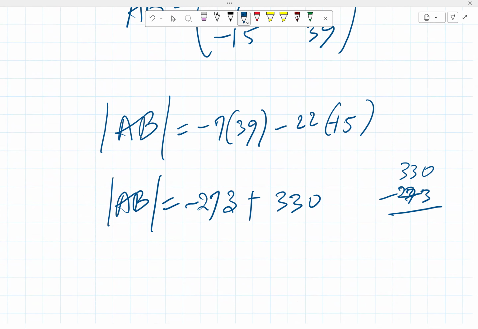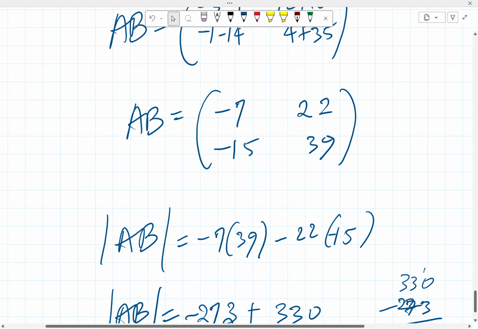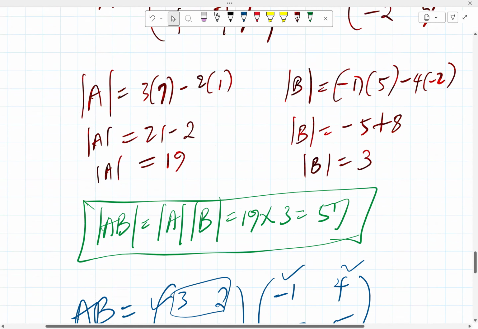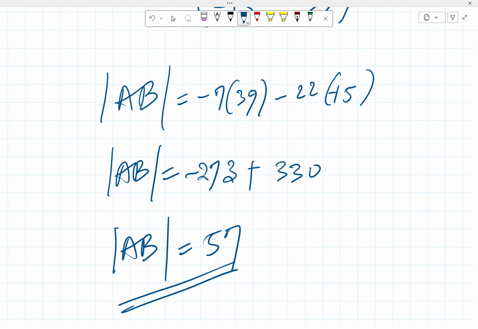273. So that's 57, and I think that's correct. So here we got 57. So the answer is 57. So the determinant of AB is simply 57, like that.